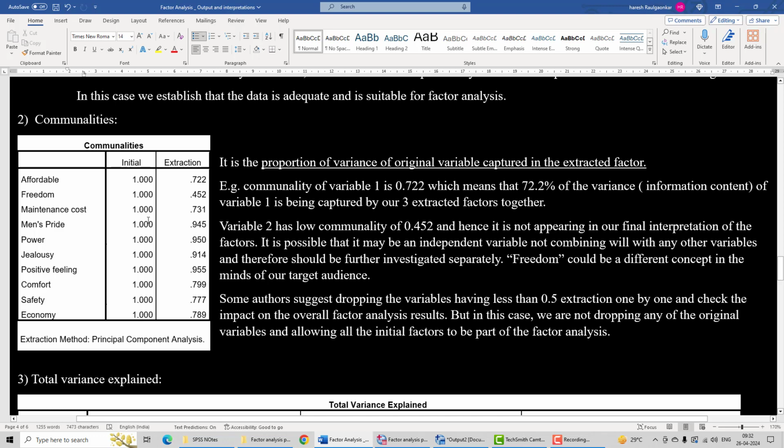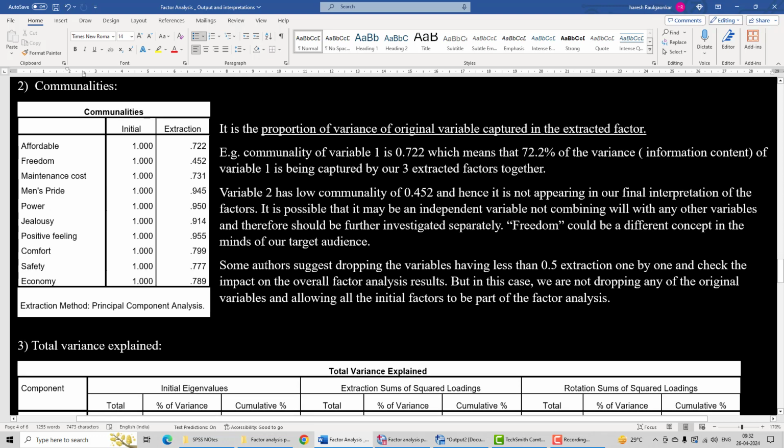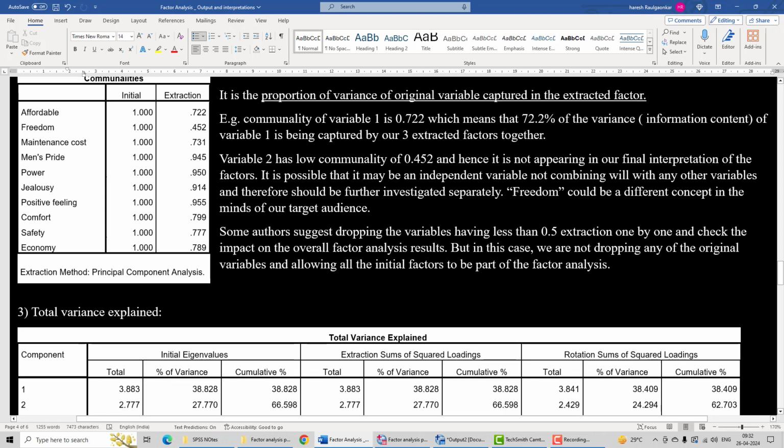That means freedom is not really playing a role in the construction of factors. Some authors do suggest that you drop a variable which is less than 0.5, step by step. If there are 4 such variables, you should not drop them together. Just drop the lowest one, and again see what the communality table is telling you. But in this case we are not dropping it, we are just going ahead, though some authors do suggest that we should drop it.